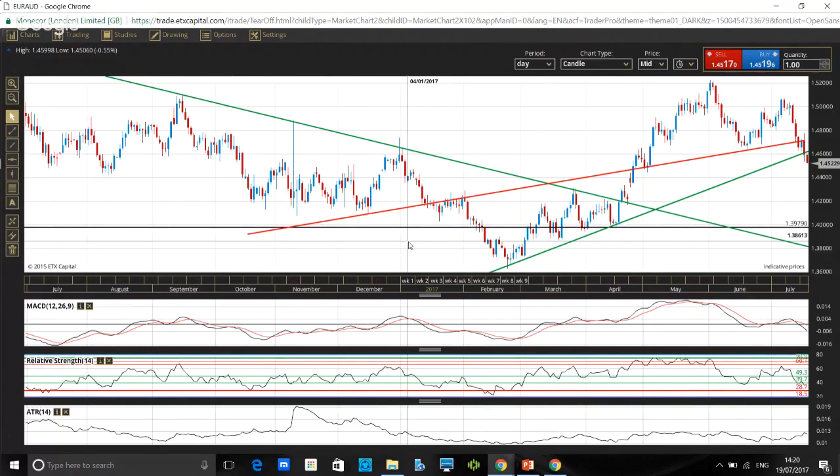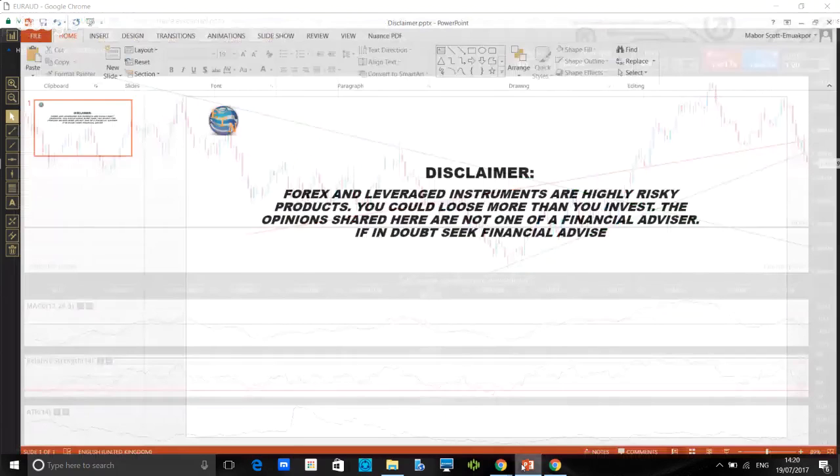Today, what we want to talk about here is support and resistance lines, and of course, what are trend lines? Before we start, we'll just put up this notification here.